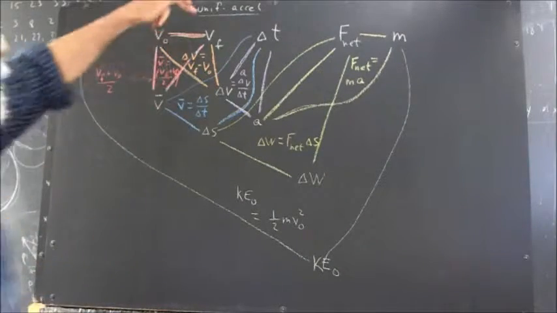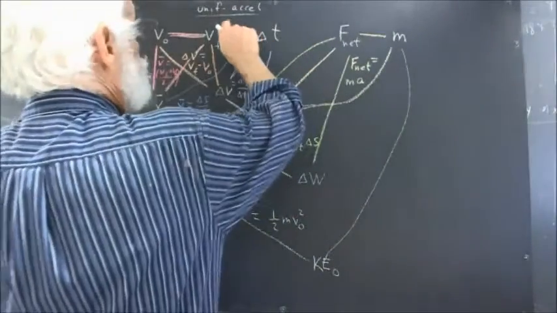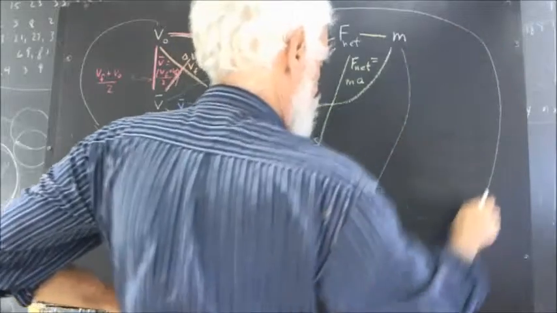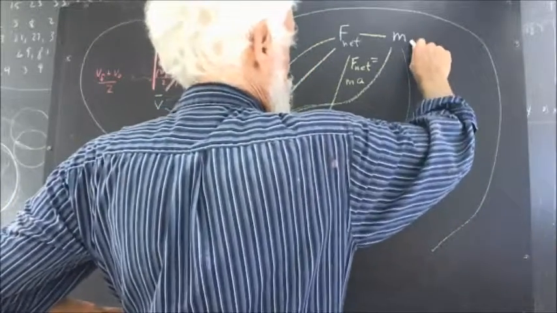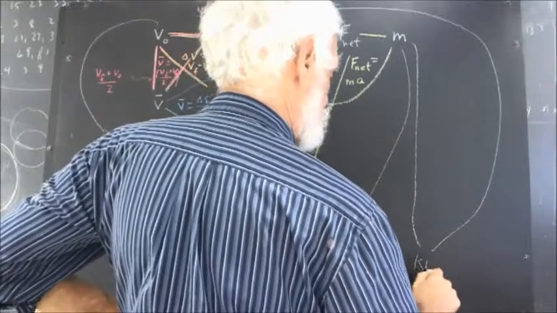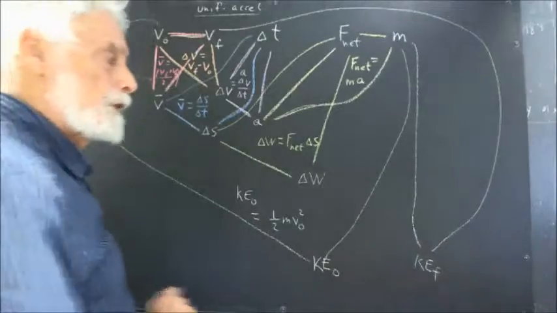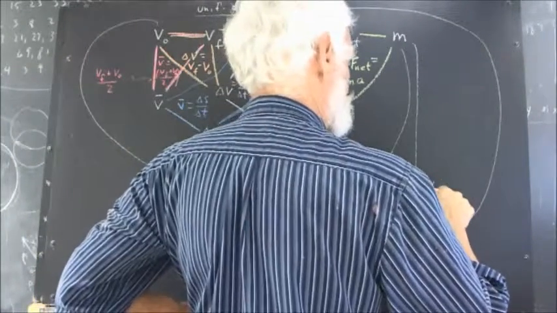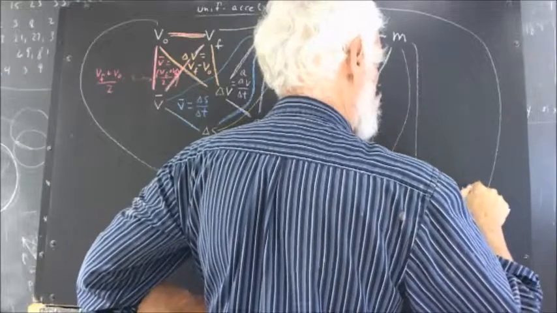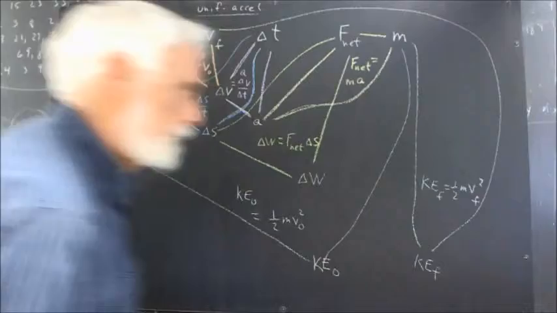And with the final velocity and the mass, we can get the final kinetic energy. So final velocity, bring it all the way around here, and put mass here, we can get final kinetic energy. And the final kinetic energy is 1/2 m times Vf squared.